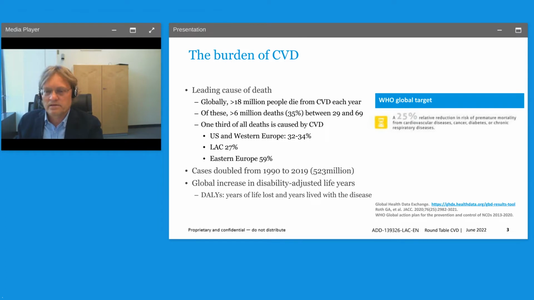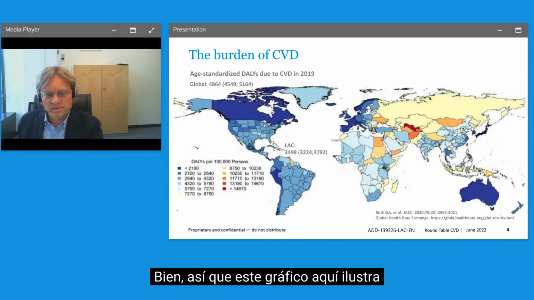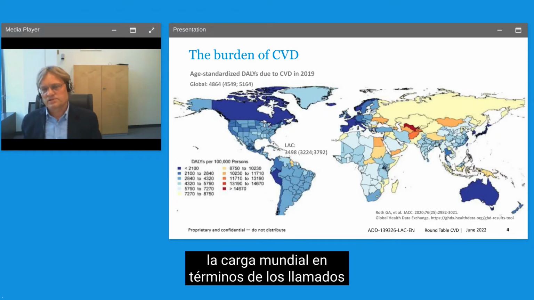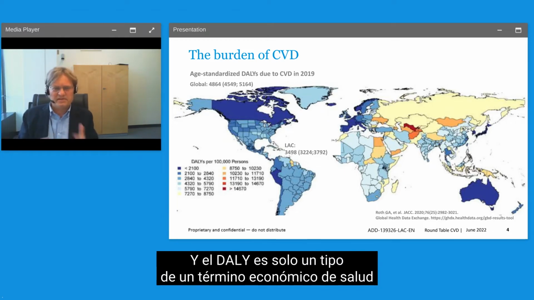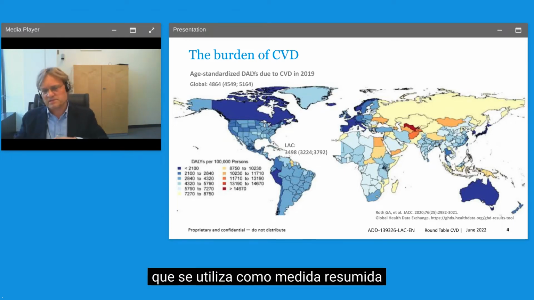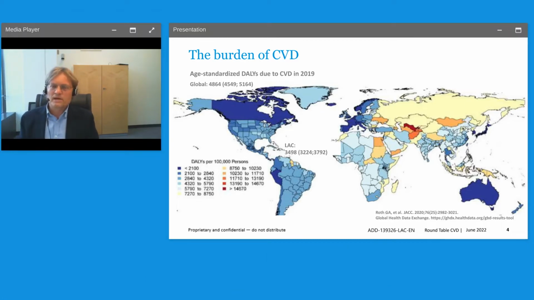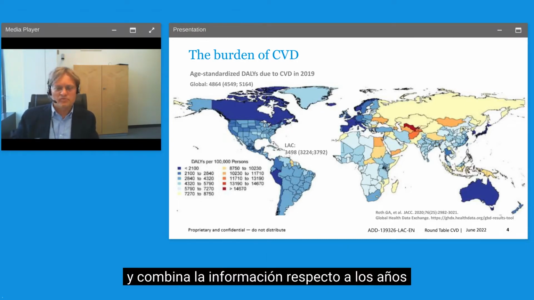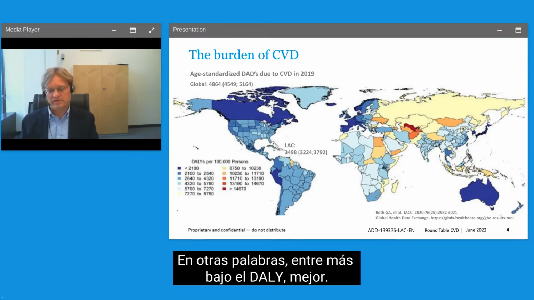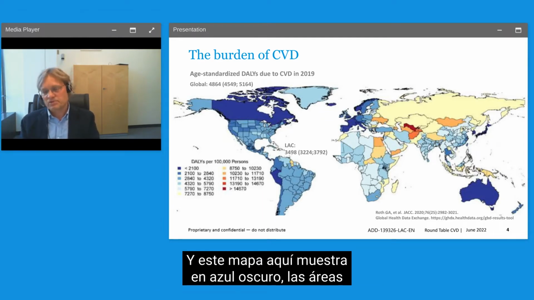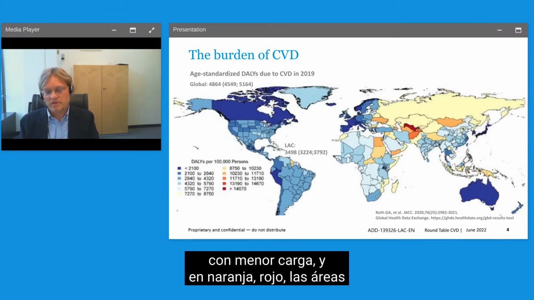Okay, and this chart here illustrates the global burden in terms of the so-called disability-adjusted life years, or the DALYs. And the DALY is just a kind of a health economic term that is used as a summary measure, and it combines the information regarding years lost to premature deaths and years lived with the disease. So in other words, the lower the DALY, the better. And this map here shows in dark blue the areas with lower burden, and in orange red the areas with the highest burden of CVD.